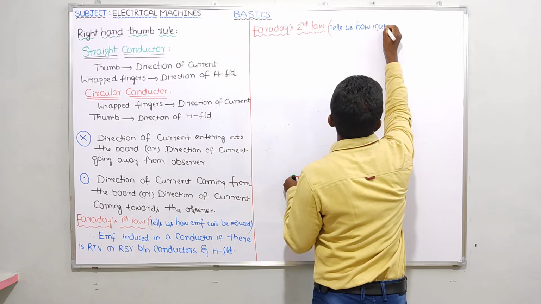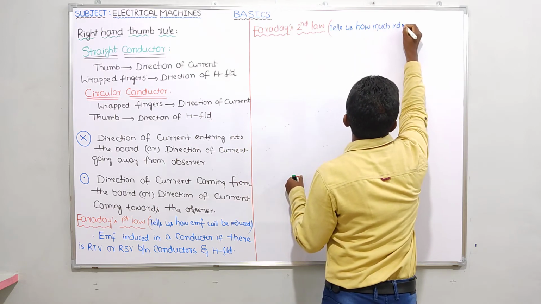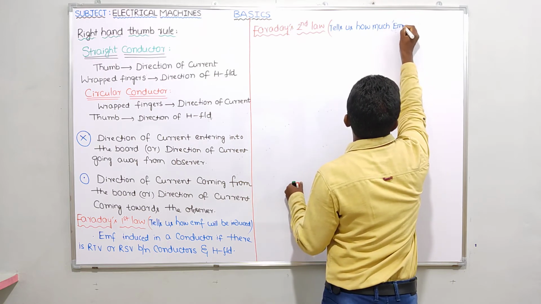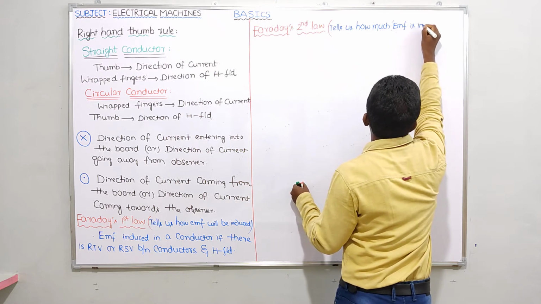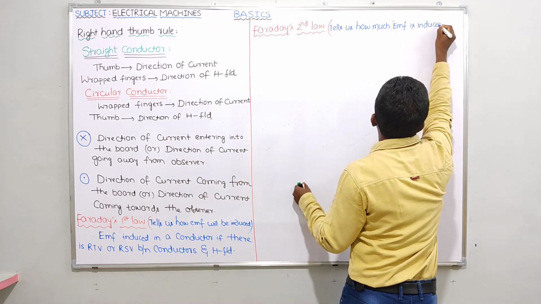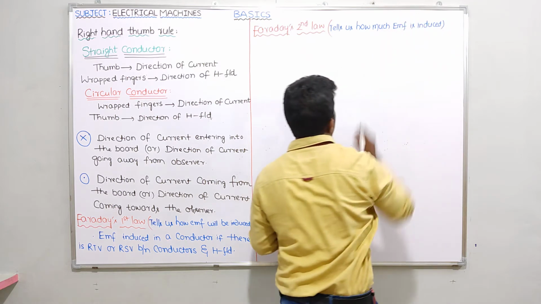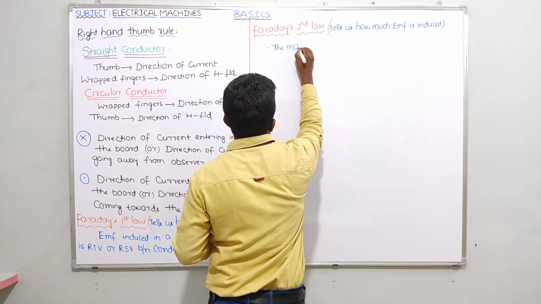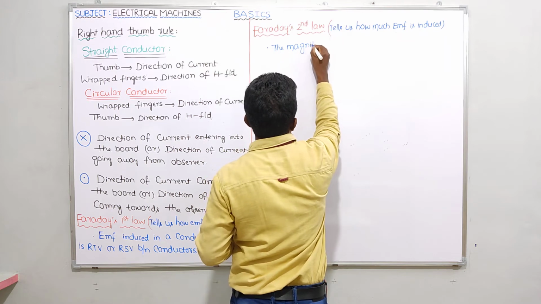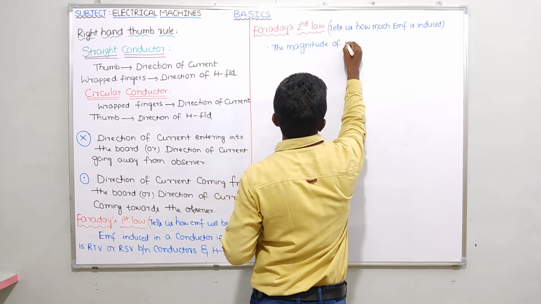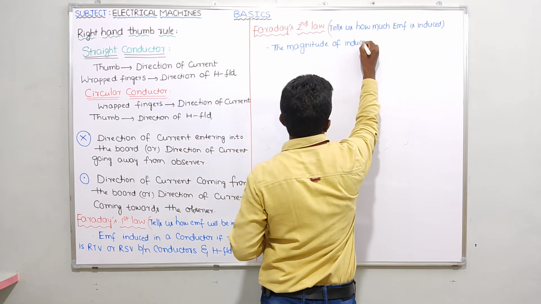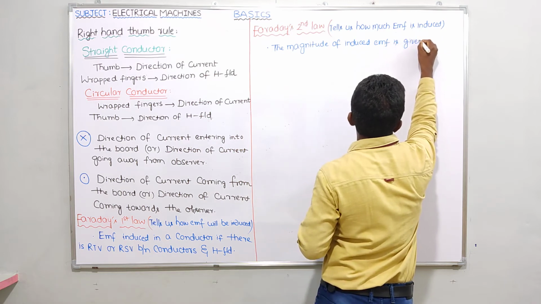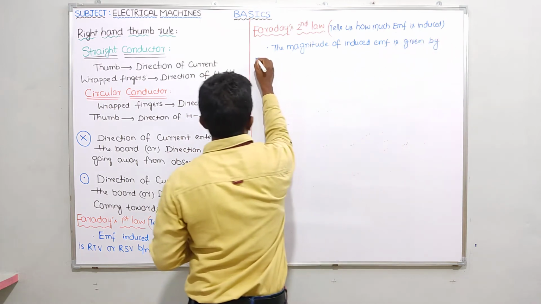Faraday's second law tells us how much EMF is induced. Is it clear? Right. So that's nothing but the magnitude of induced EMF is given by Faraday's second law.